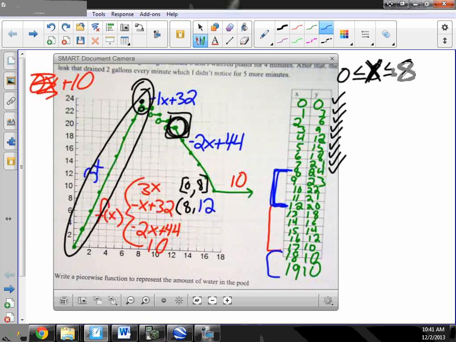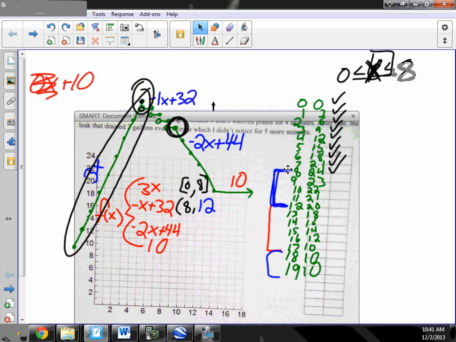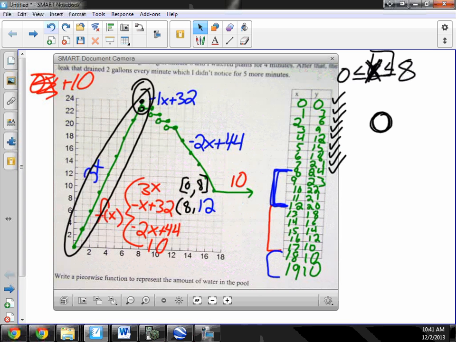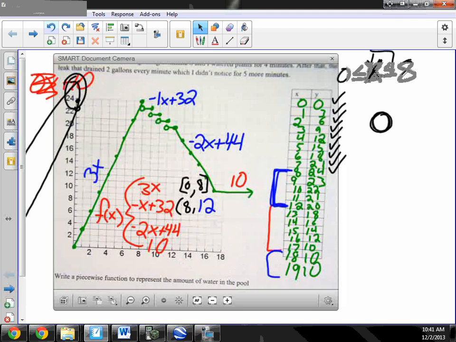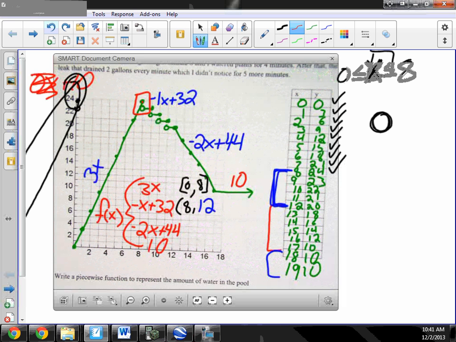Well, let's look where the two functions end. So if we look back here, the 3x function has a closed circle at the top. The step function has an open circle, which tells us that the 8 belongs to the increasing function. But if I come over here, what do you notice about those two functions? When one stops, the other starts. Whenever that happens, it doesn't matter which one you give the 12 to.